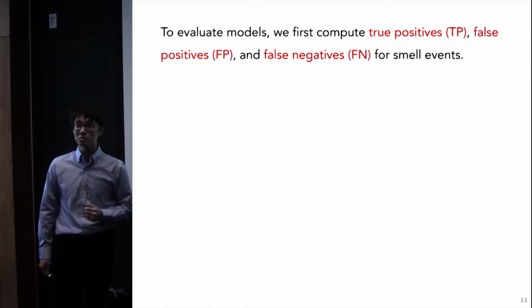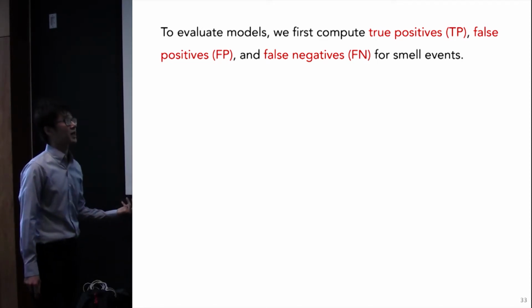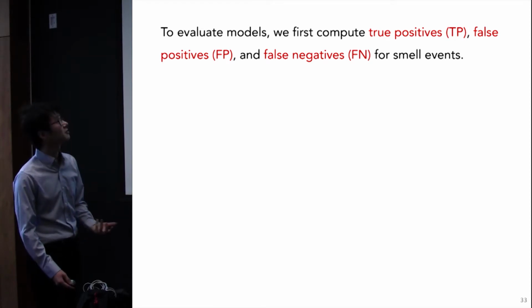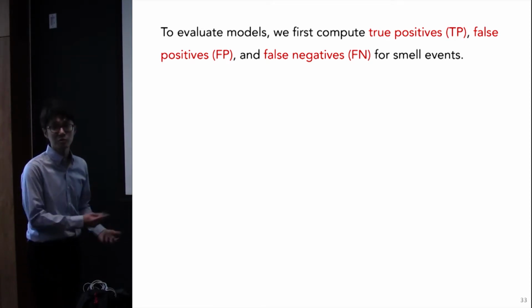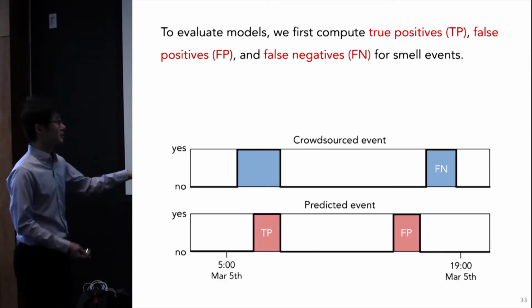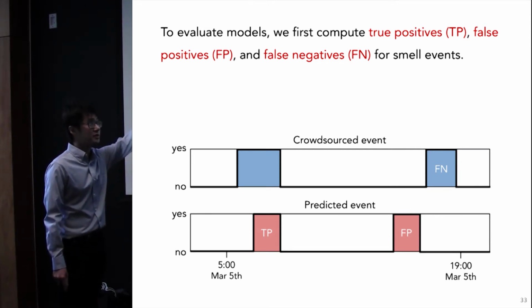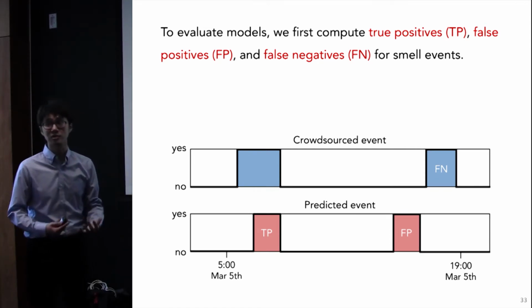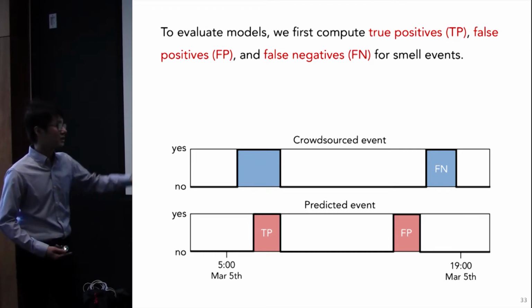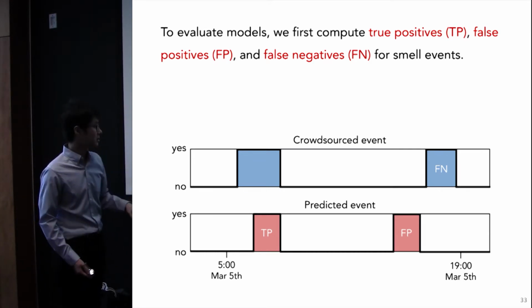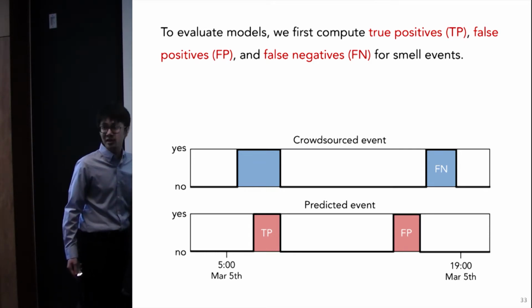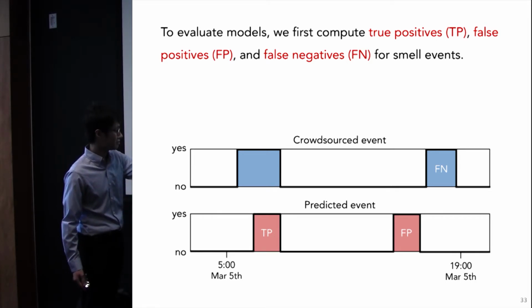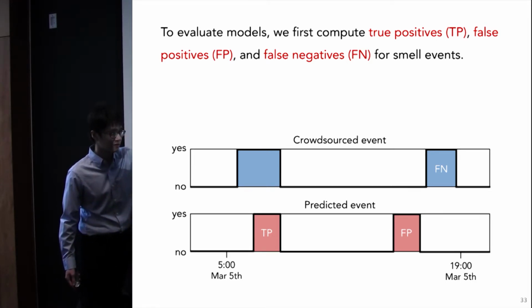So now I'm going to describe how we evaluate the model. The model is evaluated by first computing true positives, false positives, and false negatives. I'm going to describe how this works. The top one is actually the cross-source event. It's the ground truth that we get from the data. The bottom one is the prediction. The x-axis is the time. For example, it's like 5 a.m. to 7 p.m.